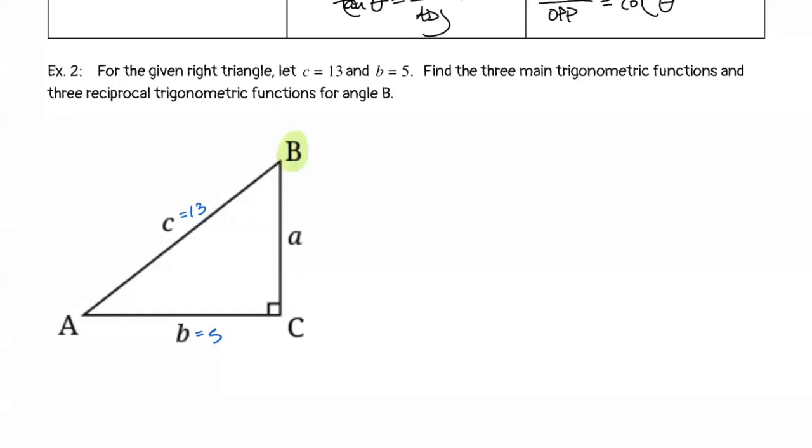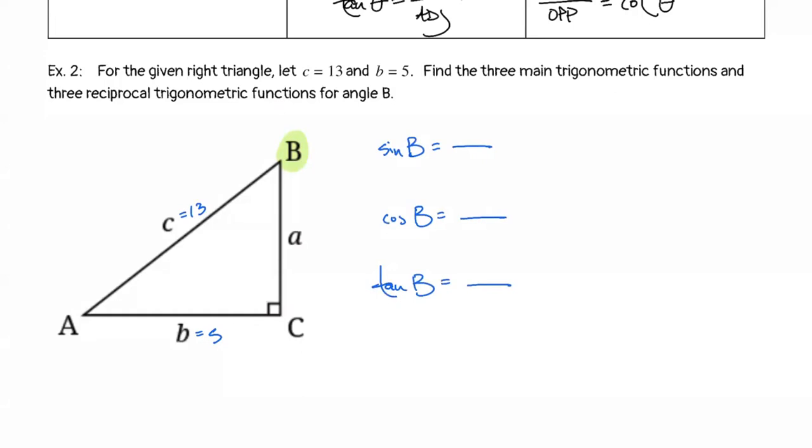And one of the things that I really like to do is set up my answer, right? So I know it's asking me for the 3 main trig functions. So I can automatically write out sine B equals some fraction, cosine B equals some fraction, tangent B equals some fraction. That's the 3 main ones, all right?